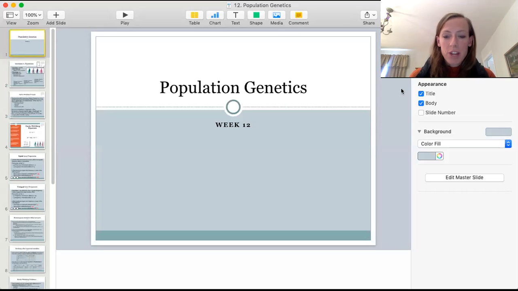Today we are going to talk about population genetics, and this is the lab for which we handed out those orange and black beads. So you will use those as you work through your lab manual this week.